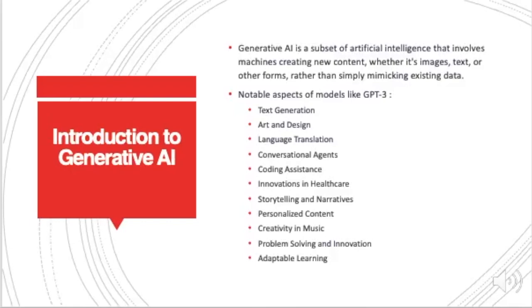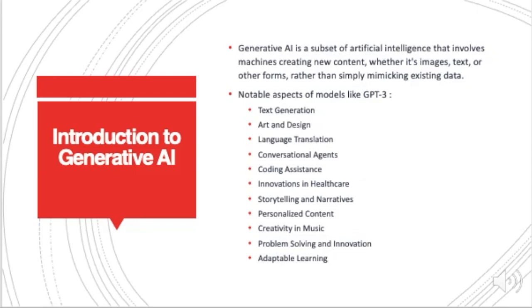So, when we talk about the introduction part of generative AI, generative AI is a branch of artificial intelligence that creates new data, images by learning patterns from existing examples. It leverages techniques like neural networks. We'll talk about later what is neural network. And it generates content autonomously, showcasing creativity and problem-solving capabilities.